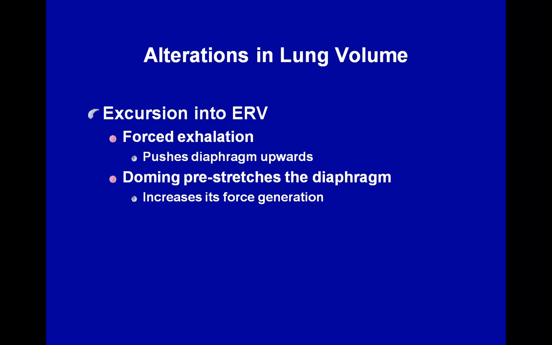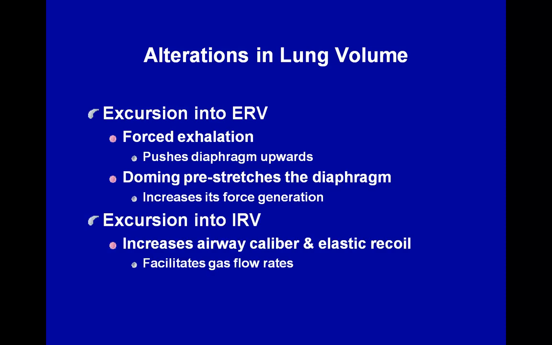Now, when we actively expire and we blow down into that ERV, we're also going to be pushing the diaphragm up higher. We're going to have to make the chest smaller in that vertical dimension, at least. And that exhalation, making the diaphragm go higher, pre-stretches it. And like we've talked about with the Frank-Starling curve, if you pre-stretch a muscle, it'll increase its ability to generate force. And that's really important when you have to breathe in deeper and get that deeper breath in faster.